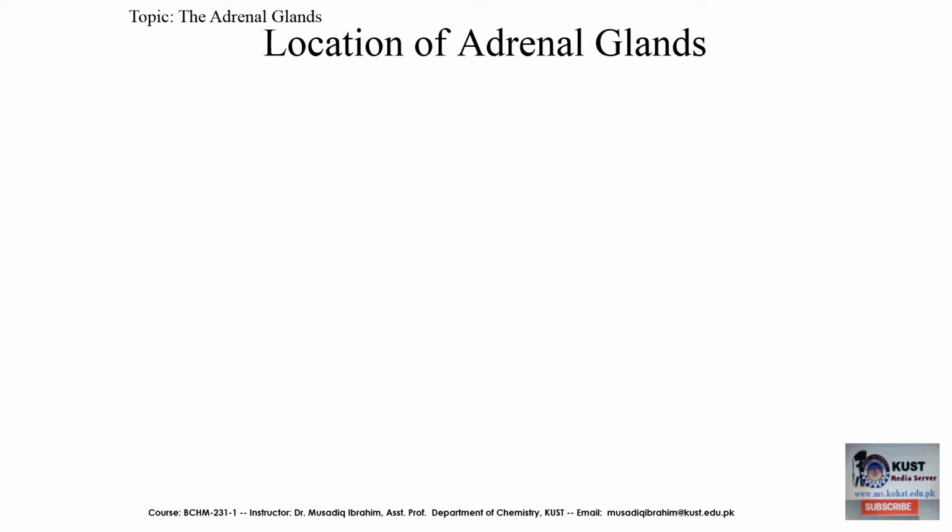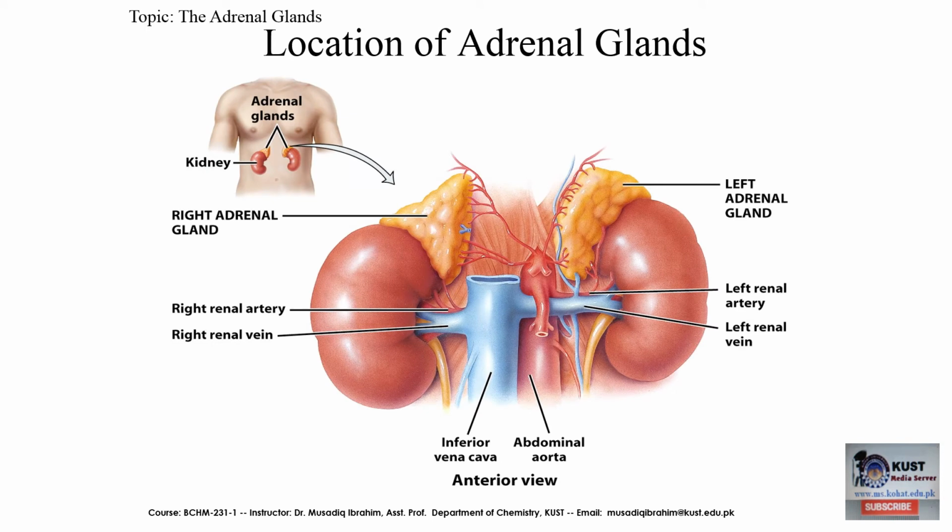So moving towards the location of adrenal glands, where they are present in the human body. Looking at this picture, you can see that the adrenal glands are present on top of each kidney. Now if you enlarge this image, you can see that there are a pair of adrenal glands. One is the right adrenal gland present on top of the right kidney, and then you have the left adrenal gland which is present on top of the left kidney.